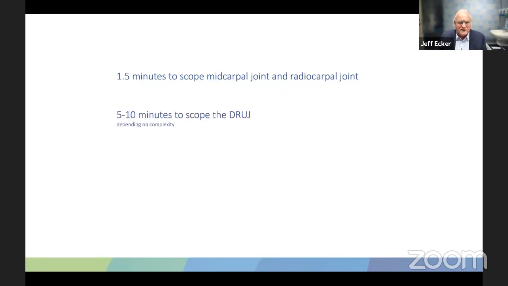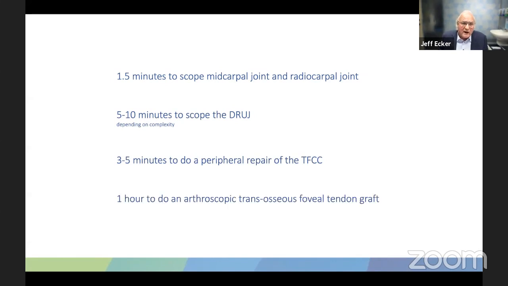put it in context. It takes 5 to 10 minutes to scope a DRUJ because sometimes they're difficult. Sometimes there's lots of soft tissue in there and you have to debride it, and it takes a while to learn how to do that. But once you develop the technique, it's straightforward. It takes 3 to 5 minutes to do a peripheral repair of the triangular fibrocartilage. It takes me about an hour to do a transosseous foveal tendon graft.